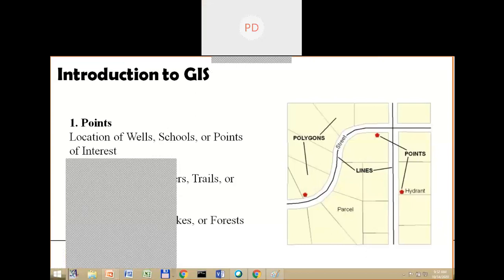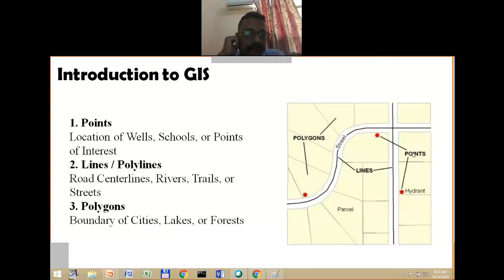Okay, so we are discussing what is a vector data type. There are three kinds of vector data type: point, lines, and polygons. So point is just a point. If I want to really describe what a point is, can you describe what a point is in mathematical terms? What is a point? Can anyone tell? How do we define a point?